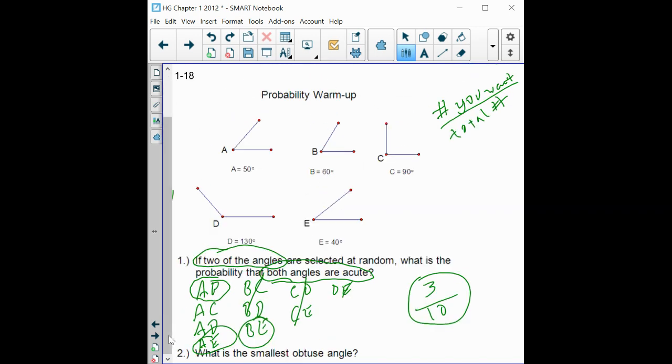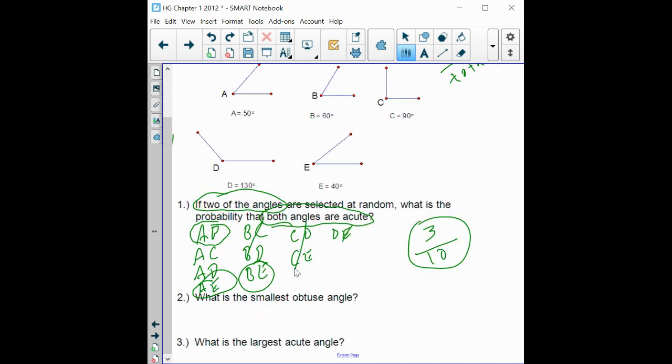All right. So again, if you're unsure what to do, just write out all the possibilities, count out how many you have, and then count how many actually are what you're looking for, and then put the number you want over the total number.